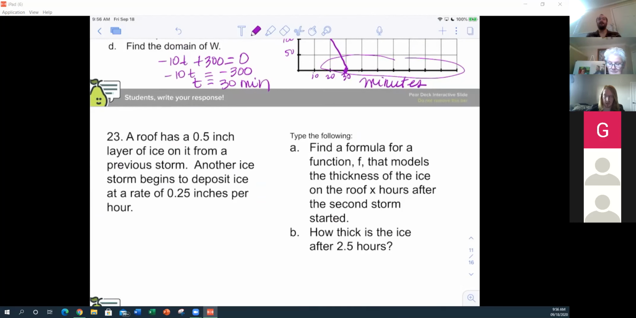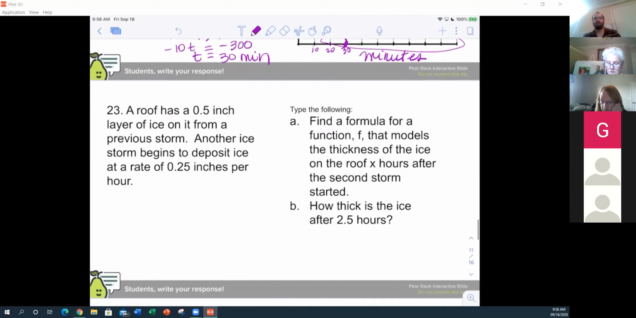Okay, so this next one says a roof has a 0.5-inch layer of ice on it from a previous storm. Another ice storm begins to deposit ice at a rate of 0.25 inches per hour. So can someone tell me how to write the equation for this function? I guess I'll volunteer again. Okay. For 3, I put f of x equals 0.25x plus 0.5. Good.